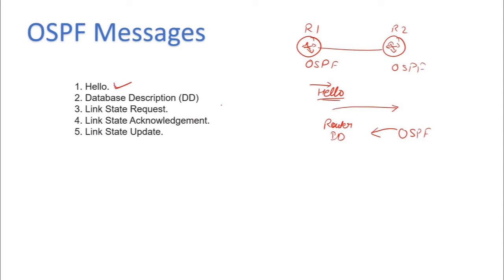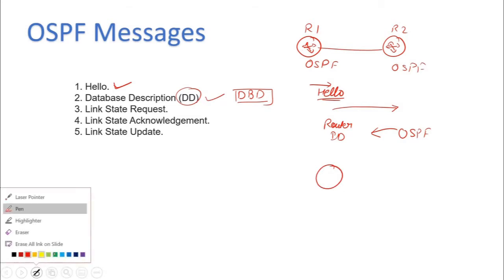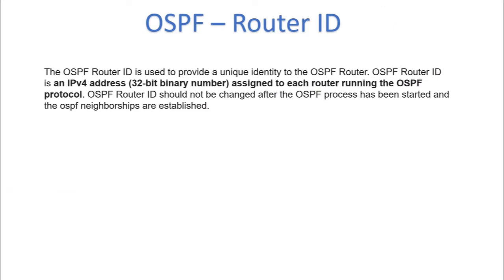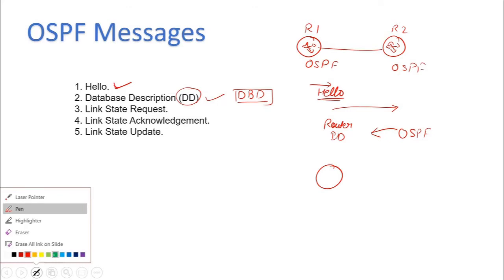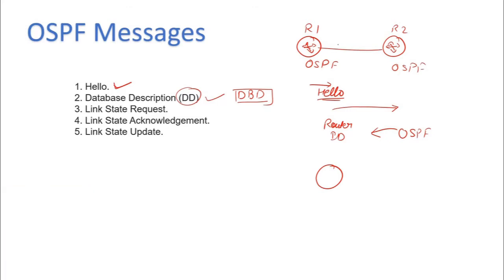The second packet is the database description. We also call these DBD packets, and sometimes you also call it DD, but in the majority of cases it is called DBD packets. DBD is database description, and whenever some parameters match, router 1 sends its routes to the neighboring router. That is done in the database description.